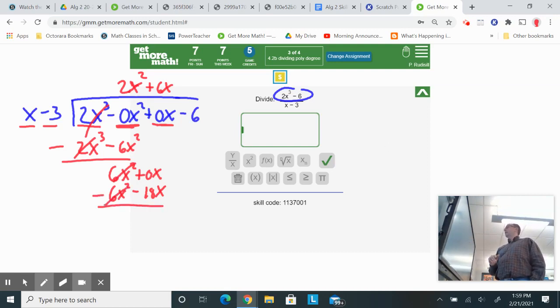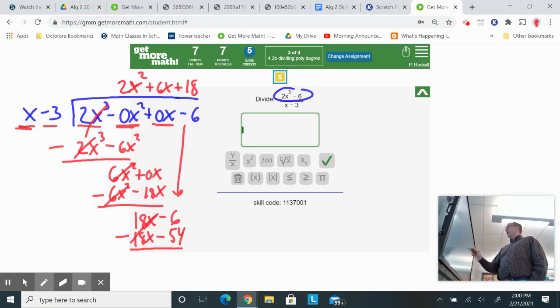Subtract. X squareds are gone. 0 minus negative 18 is positive 18x. Bring down the minus 6. And it looks like I need to multiply by 18 here. Times negative 3 is negative 54. 18 times x is 18x. Negative 6 minus negative 54, same as adding 54 to negative 6, which gives me a positive 48. And that'll go in my numerator.